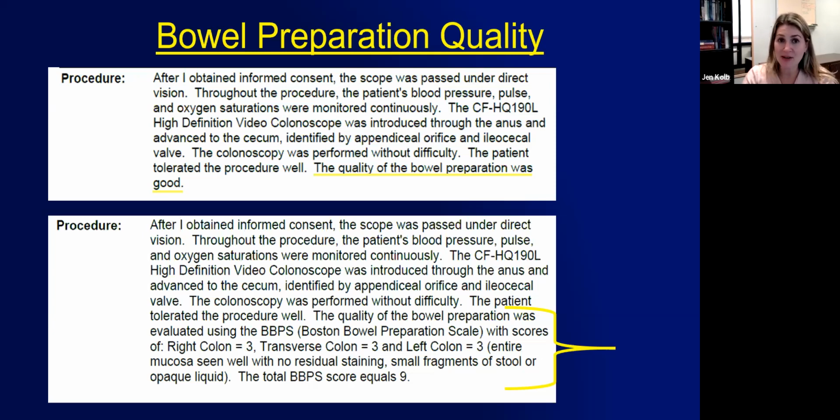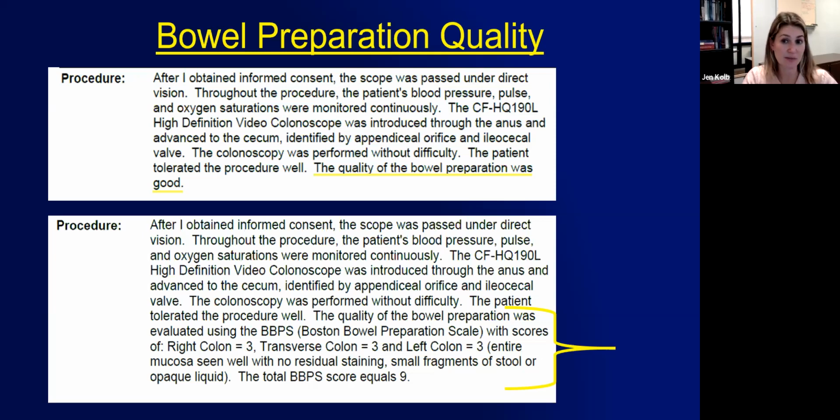The reason it matters is, I always tell patients, the quality of the exam is only as good as I can see. And so I remind patients that this is really a joint process, that they have to do their part. They have to go through the prep. I know it's not fun. Nobody enjoys it, but it's really the only way that I can guarantee that I can clear the colon for polyps.